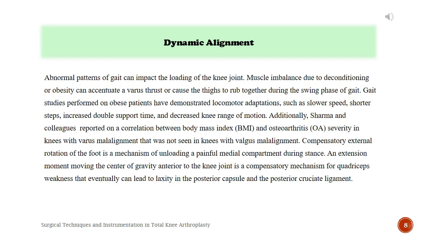Compensatory external rotation of the foot is a mechanism of unloading a painful medial compartment during stance. An extension moment moving the center of gravity anterior to the knee joint is a compensatory mechanism for quadriceps weakness that eventually can lead to laxity in the posterior capsule and the posterior cruciate ligament.